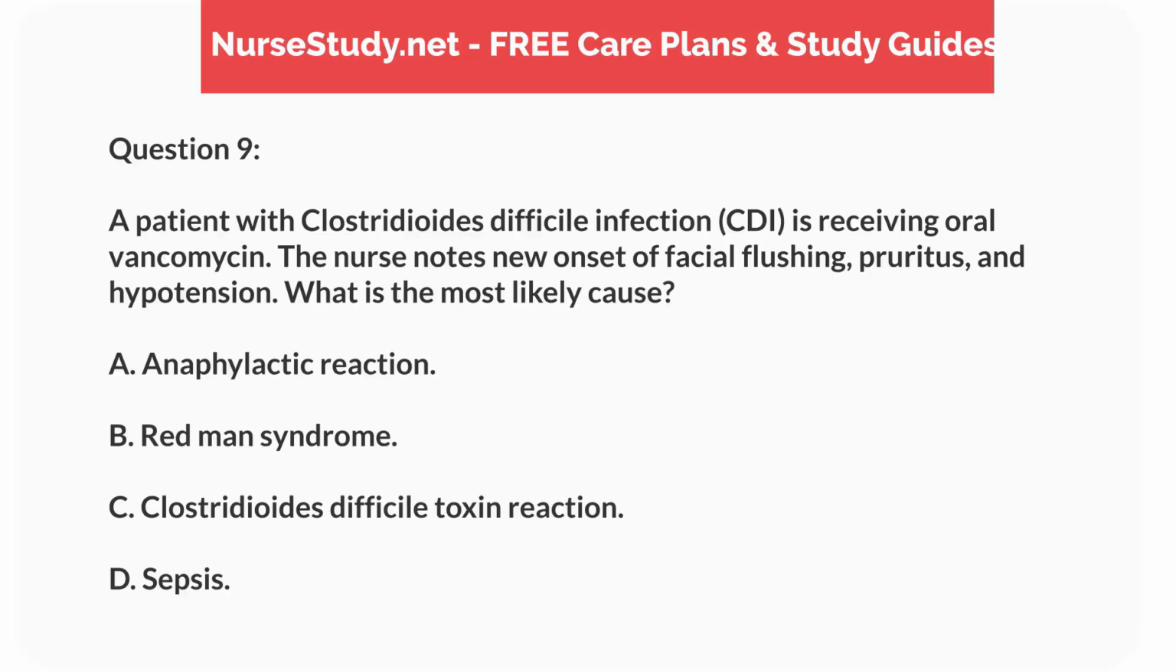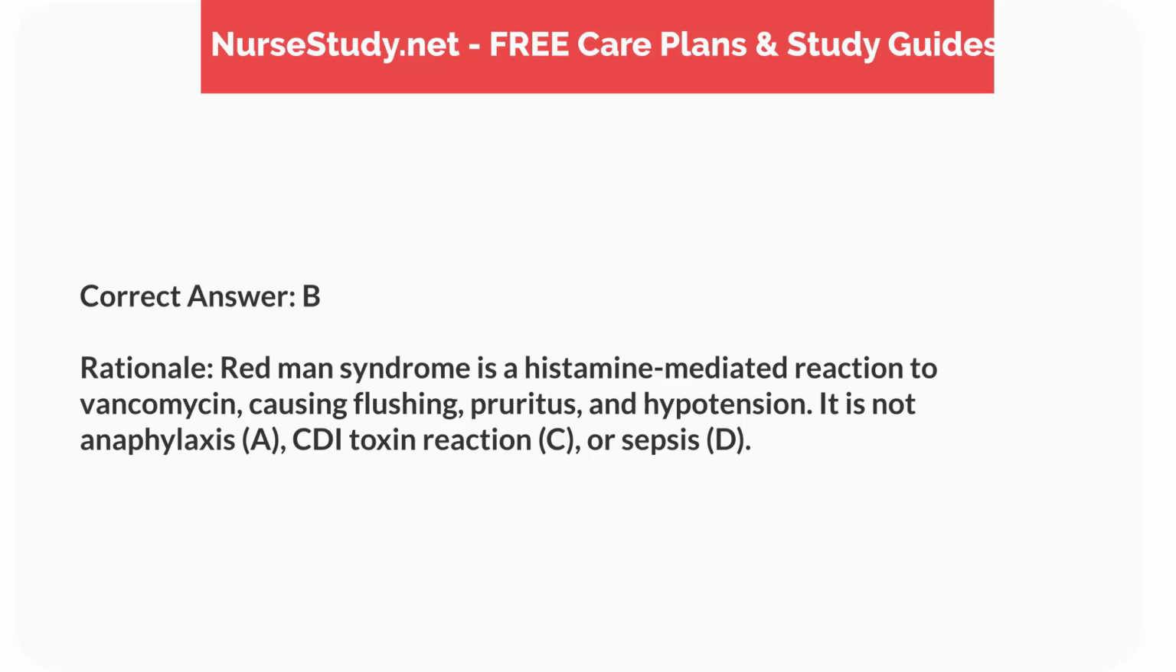Question 9. A patient with Clostridioides difficile infection, CDI, is receiving oral vancomycin. The nurse notes new onset of facial flushing, pruritus, and hypotension. What is the most likely cause? A. Anaphylactic reaction. B. Red man syndrome. C. Clostridioides difficile toxin reaction. D. Sepsis. Correct answer, B.